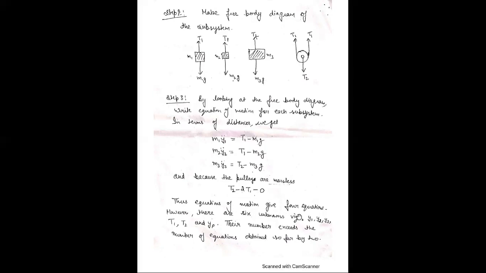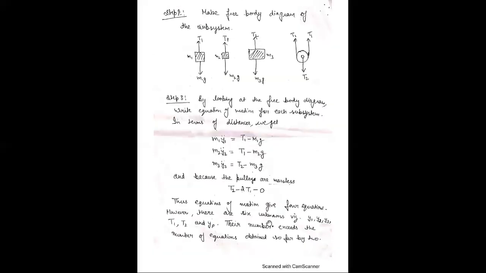The equations of motion give four equations. This is one equation, two equations, three. And there are six unknowns: y1, y2, y3, T1, T2, and yp in these equations. But there are only four equations and six unknowns. Therefore, to calculate the values of these unknowns, we require two more equations. These two more equations come from the lengths of the rope. One is the length of the rope R1, and another is the length of the rope R2.